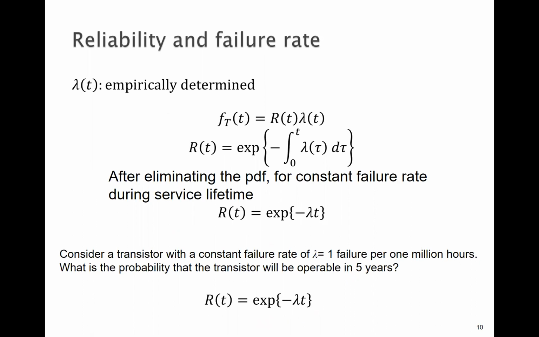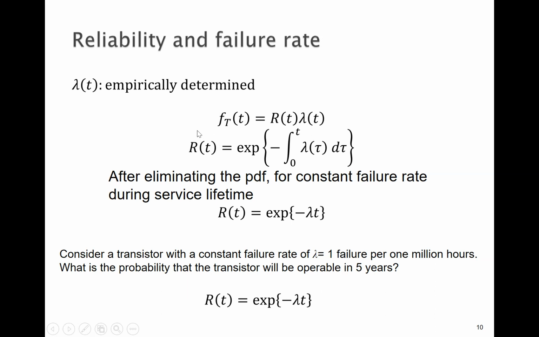So there is a derivation, some page in the textbook or in another material. You can see how to relate failure rate. Here we are not going to derive, but use them. Lambda of T, the failure rate, is empirically determined. The PDF can be written as R of T, the reliability, times failure rate.